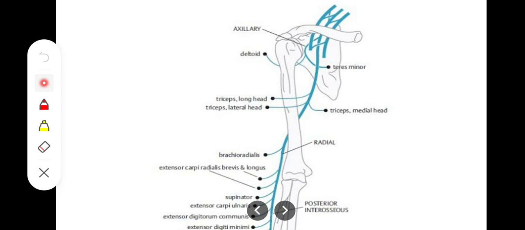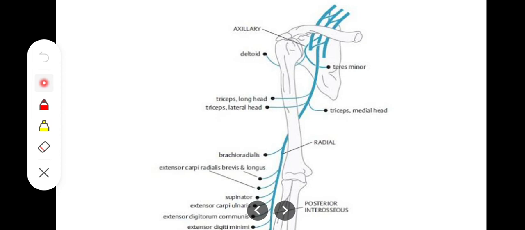So in this way it supplies all the heads of the triceps. हमारे रेडियल नर्व सप्लाई कर रही होती है all the heads of the triceps, along with that proprioceptive fibers to the brachialis and motor fibers to the brachioradialis as well as extensor carpi radialis longus muscle. So ये तो होगी उसकी muscular branches, right.